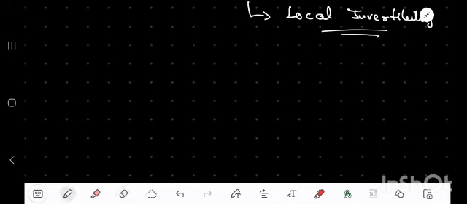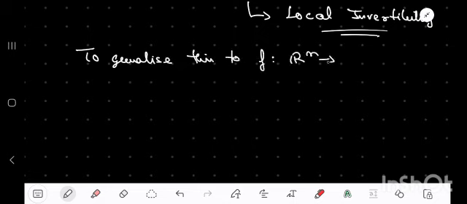So what we try to do is generalize it, as I said previously. Our goal is to generalize this to functions from Rn to Rn. We keep it from Rn to Rn because after all we will require invertibility and linear transformation.